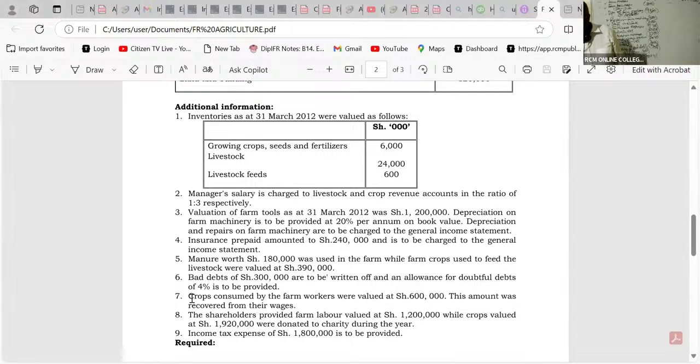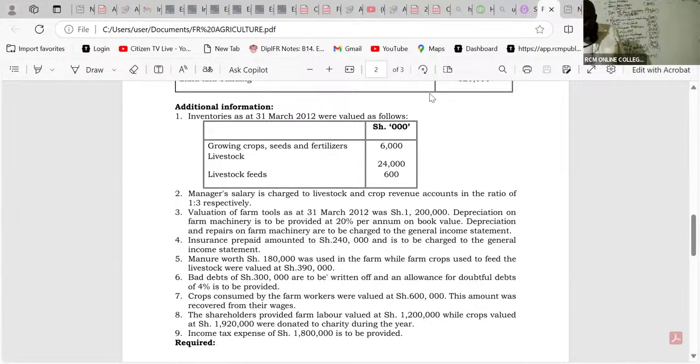Note number 7. Crops consumed by the farm workers were valued at 600. This amount was recovered from their wages. That we finished. Then we have note number 8. The shareholders provided the farm labor valued at 1,200. It is at 1,200, now we need to come and remove here.